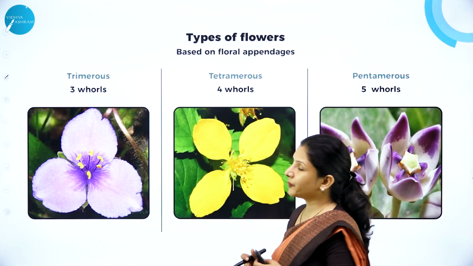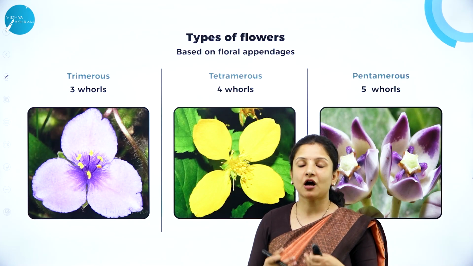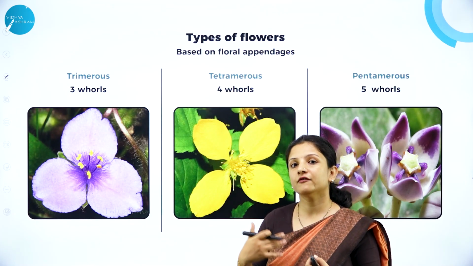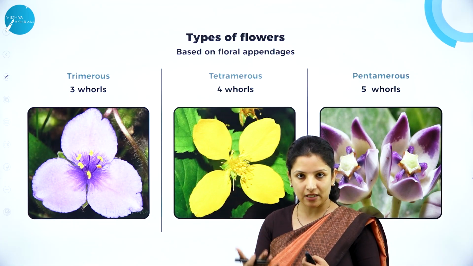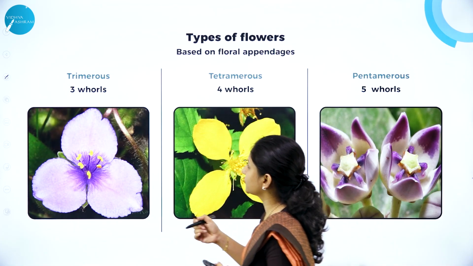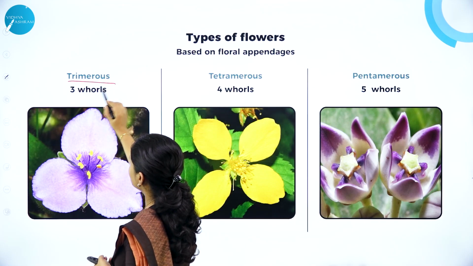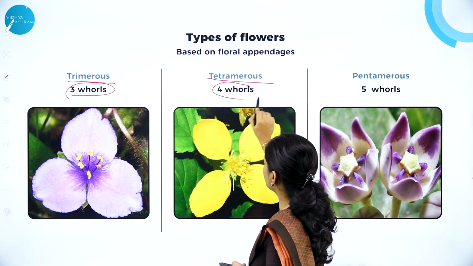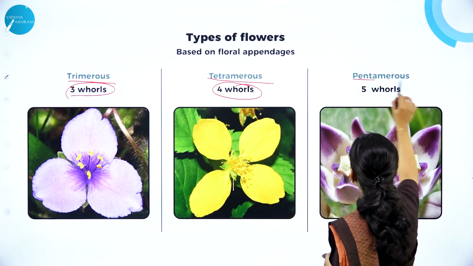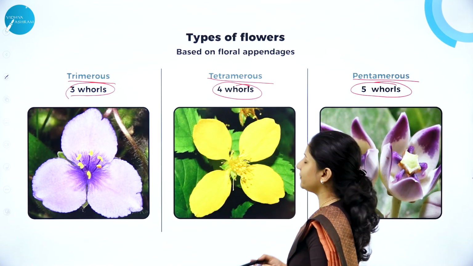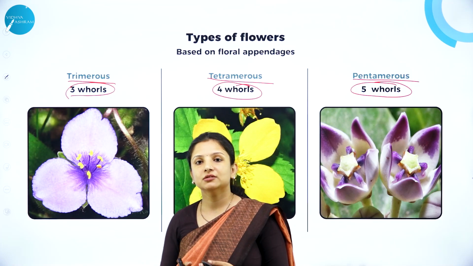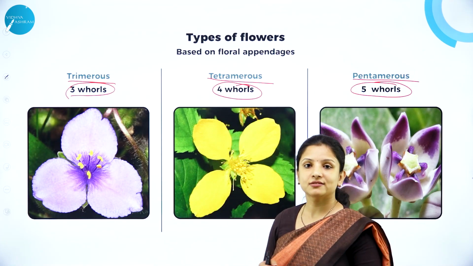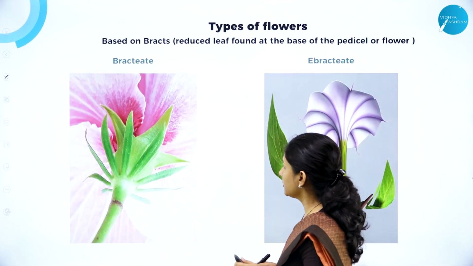Next, talking about classification based on floral appendages. How many floral appendages are present in the flower? How many whorls of corolla? How many whorls of stamens? Based on that, the flowers are of three types. Trimerous, wherein three whorls are present in the flower. Tetramerous, wherein four whorls will be present. Pentamerous, wherein five whorls will be present. So, based on floral appendages, the flowers are called trimerous, tetramerous and pentamerous.